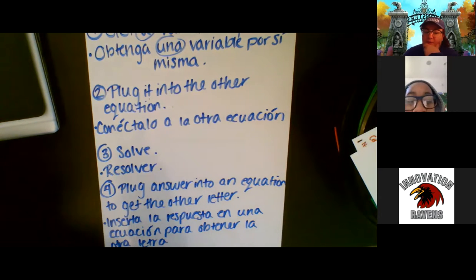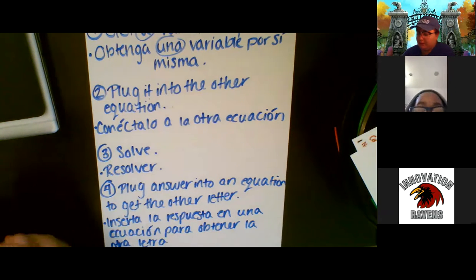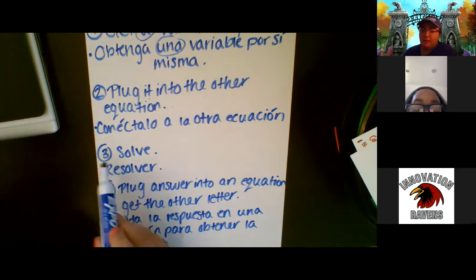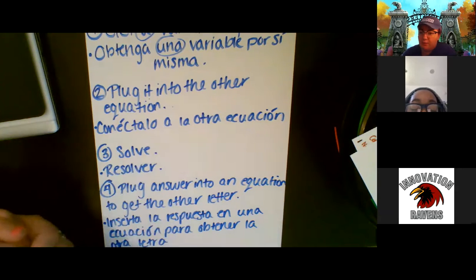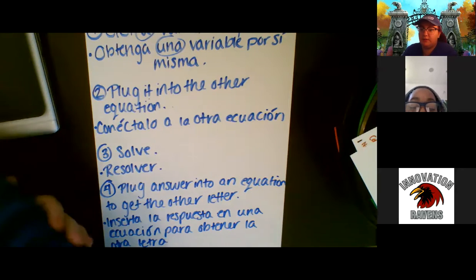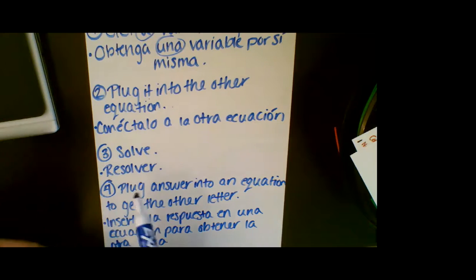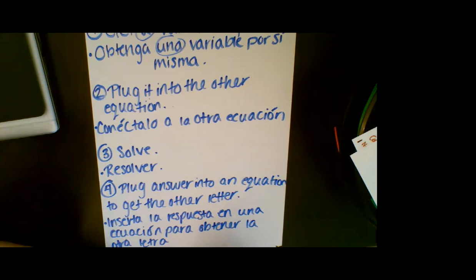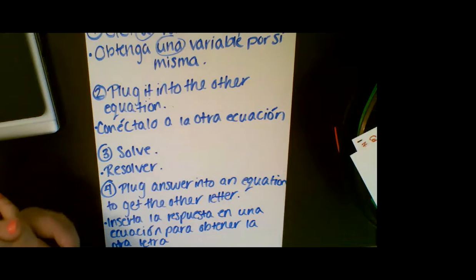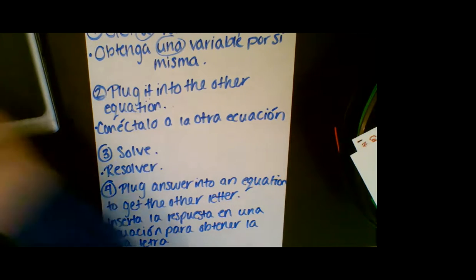We're going to go through 5 or 6 examples too to make sure we're good on this. Step 3, solve that equation. Whatever equation you plugged into, solve that equation. Number 4, plug whatever answer you get into one of the equations at the top, and then you'll get the other letter. Because remember, in systems of equations, we have an x and a y as an answer.